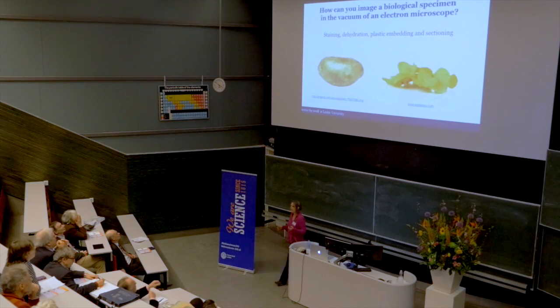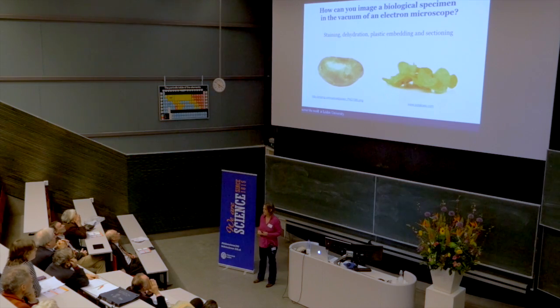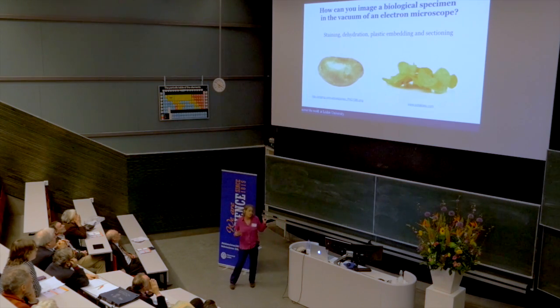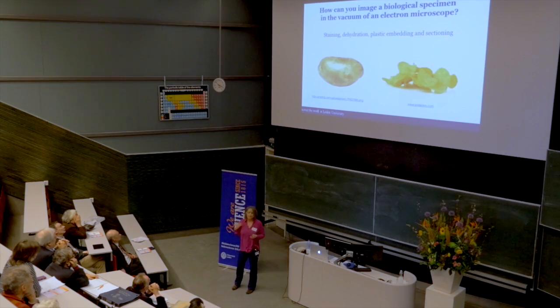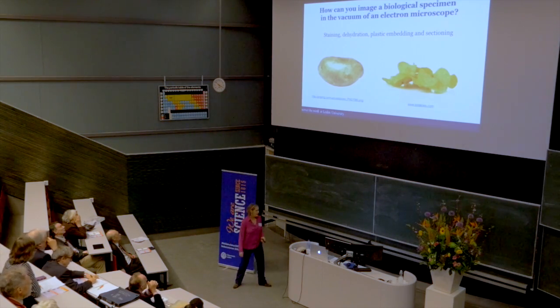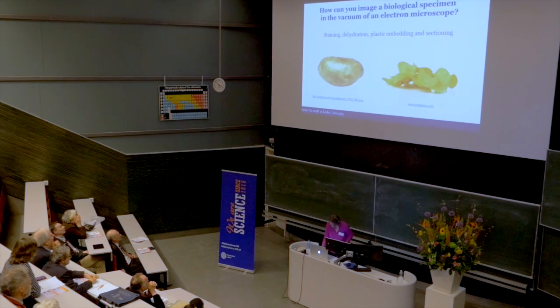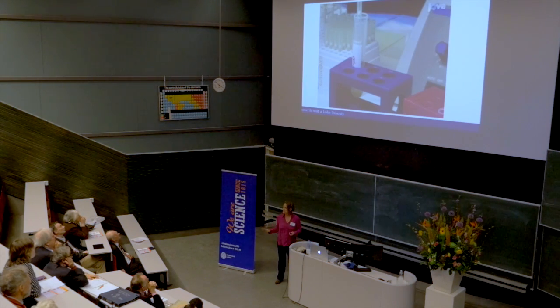The reason is we have to take our biological specimen and put it in the vacuum of an electron microscope. And to do that, we have to remove all the water in the sample. It's illustrated here. If you have this beautiful potato with all these beautiful features on the outside, when we dehydrate the sample, plastic embed it, stain it, and section it, by the end, we end up with something like a heap of potato chips.